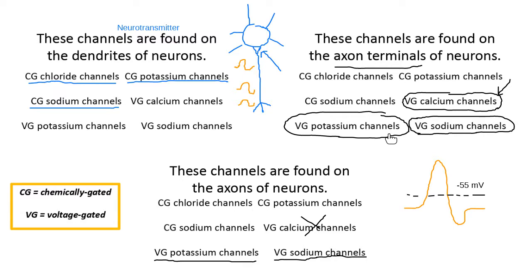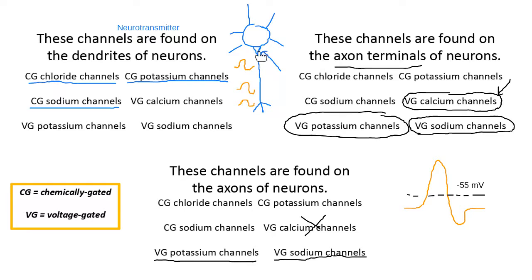There was a good question in the chat about the kinds of channels that would be here at the Axon Hillock. The Axon Hillock does summation, but it does not receive messages. If I'm not receiving messages here, would I or wouldn't I want to have chemically gated channels? If I don't receive messages, are chemically gated channels helpful? Yeah, Nicole's saying I would not want to have chemically gated channels because there's no chemicals coming here.